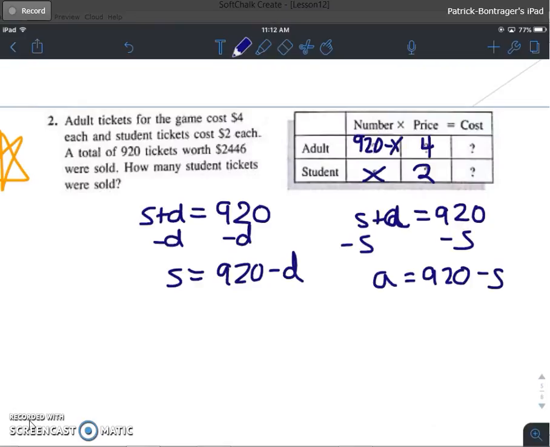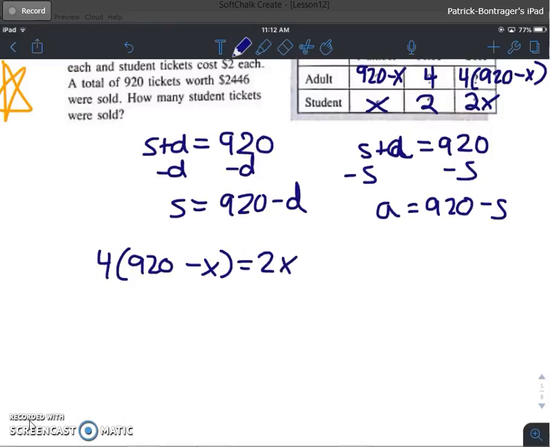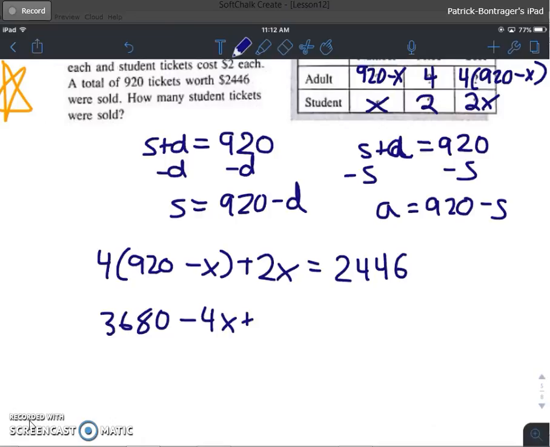Again, to get to the last column, we multiply. I will not distribute. You are more than welcome to. And I need the total to be 2,446. So add them together. 4 times 920 minus X plus 2X equals 2,446. Multiply 4 times 920 is 3,680, minus 4x plus 2x equals 2,446.